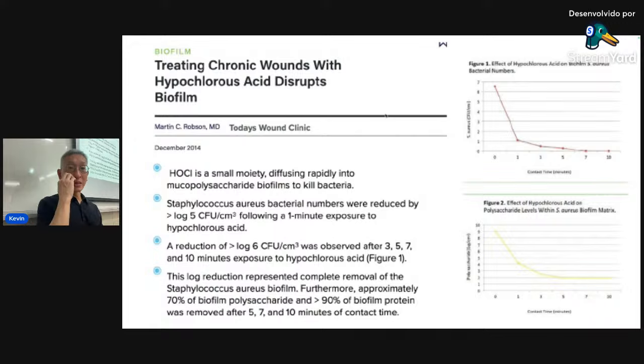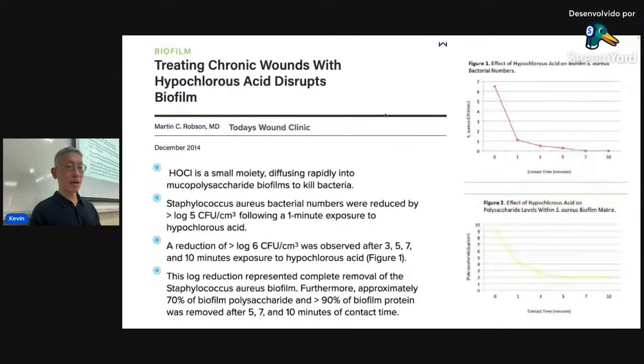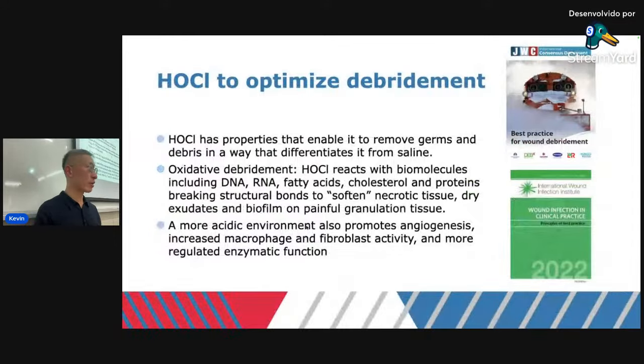And in this paper, even though it's not really the best type of evidence-reviewed paper, it talks about the ability of hypochlorous acid to eliminate biofilm and kill bacteria inside the biofilm. And there's a significant log reduction of bacteria observed by exposing the wound to at least about 10 minutes of hypochlorous acid solution.